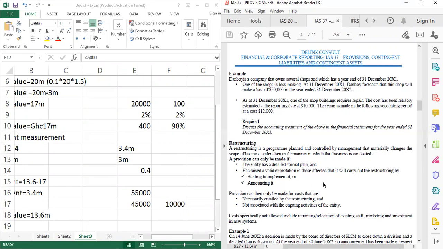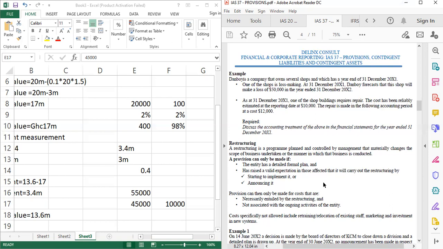A restructuring is a programme planned and controlled by management that materially changes the scope of business undertaken or the manner in which the business is conducted. A provision can only be made if the entity has a detailed formal plan and has raised a valid expectation in those affected that it will carry out the restructuring by starting to implement it or announcing it. Provision can then only be made for costs that are necessarily entailed by the restructuring.